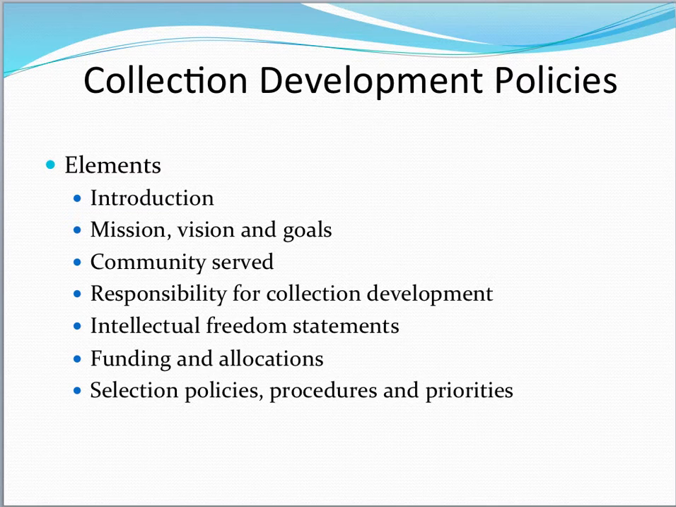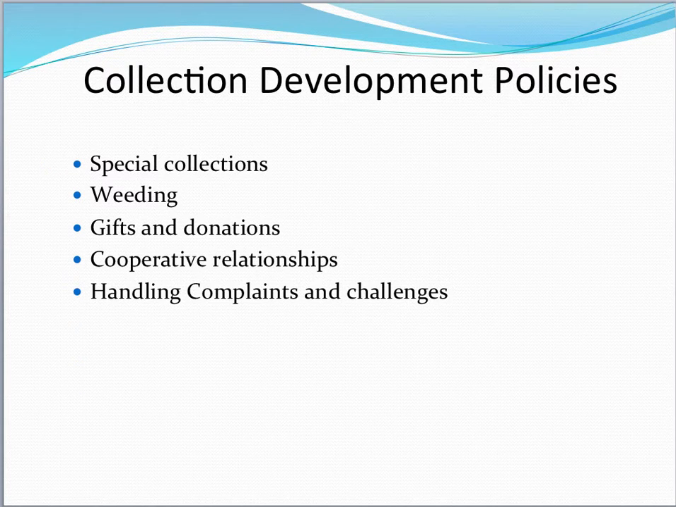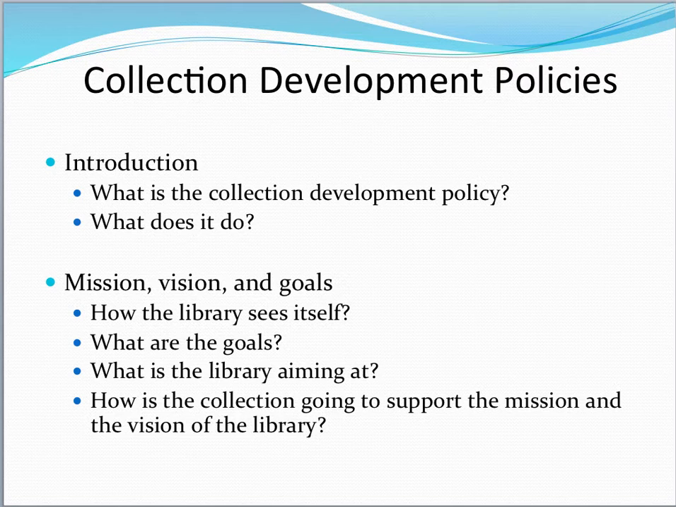Sometimes it may have an intellectual freedom statement. It talks about funding and allocation. Of course, selection policies, procedures, and priorities. Special collections. It talks about weeding, when and how weeding is performed, and under what criteria. It talks about gifts and donations. Of course, cooperation and collaboration with other libraries and other library systems, and how complaints and challenges are handled by the library staff.